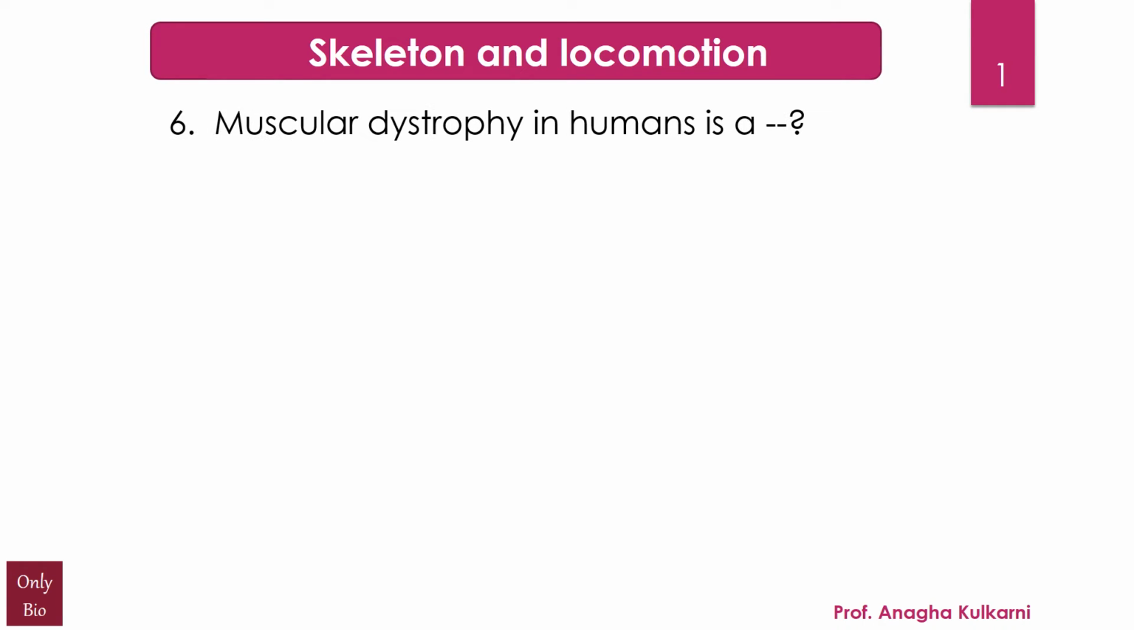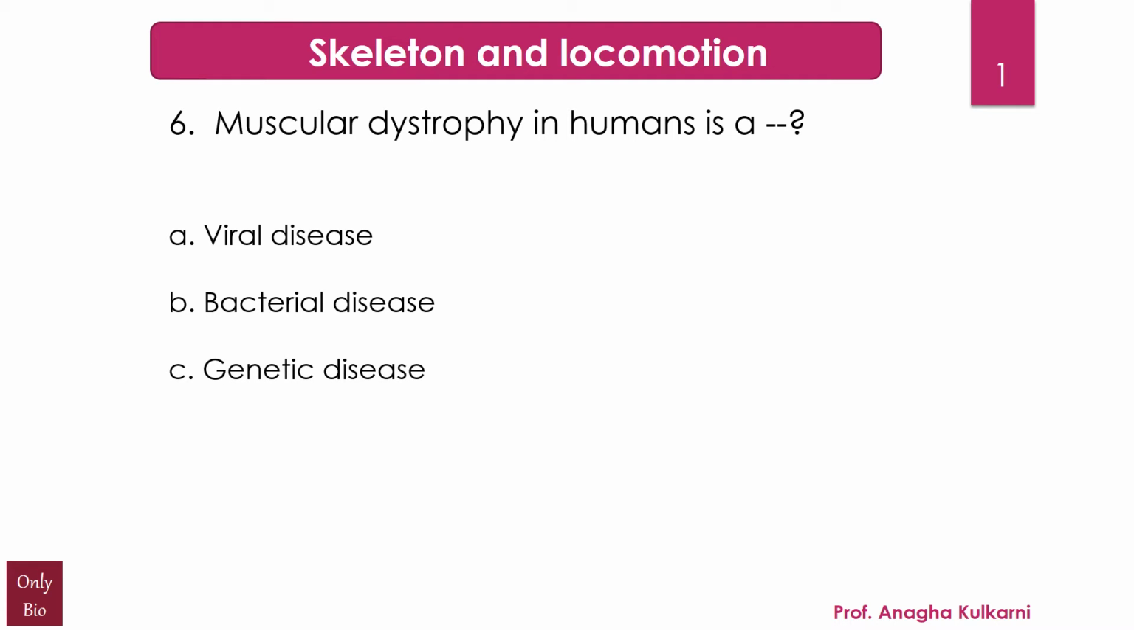Question number 6. Muscular dystrophy in humans is a dash. A. Viral disease. B. Bacterial disease. C. Genetic disease. D. Fungal disease. And the correct answer for this question is C. Genetic disease.